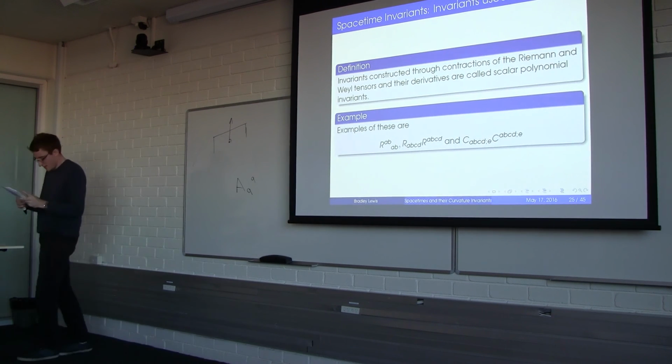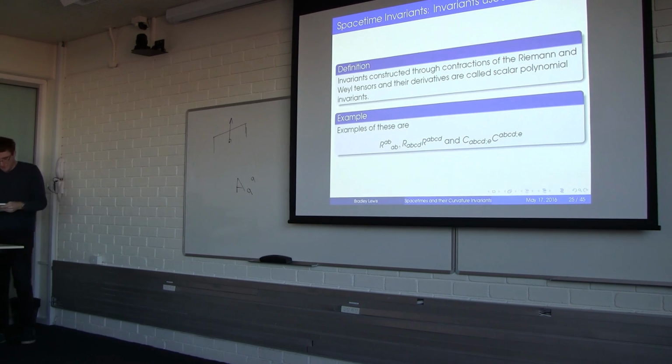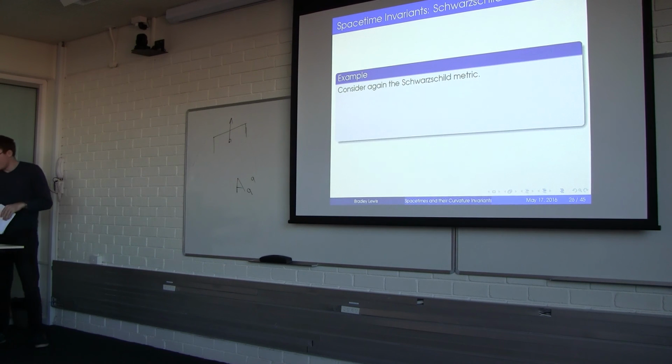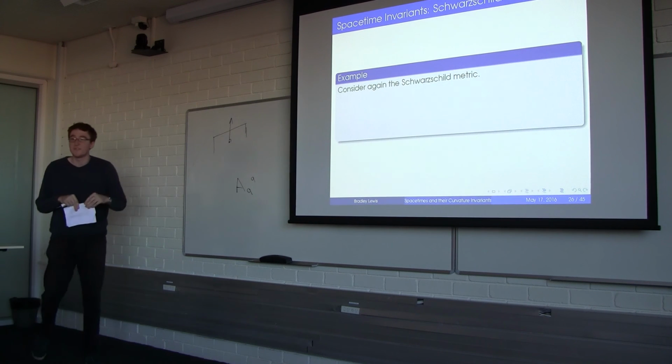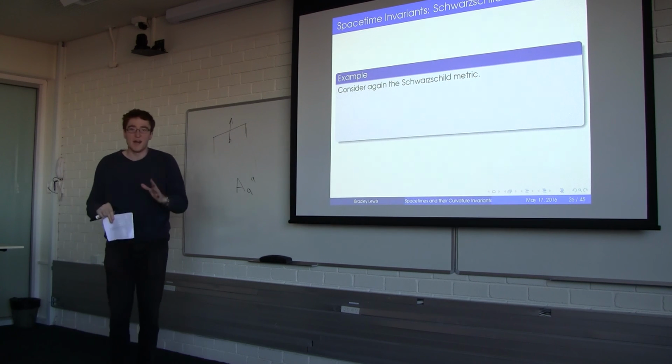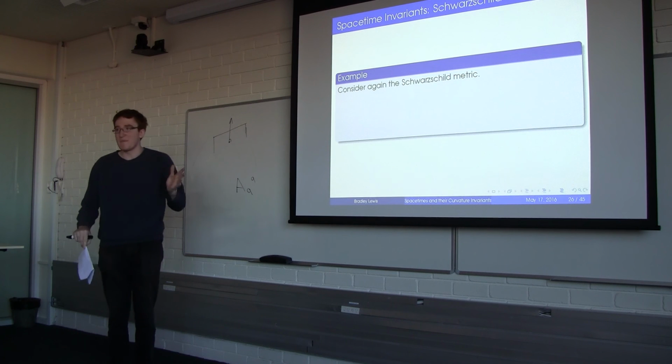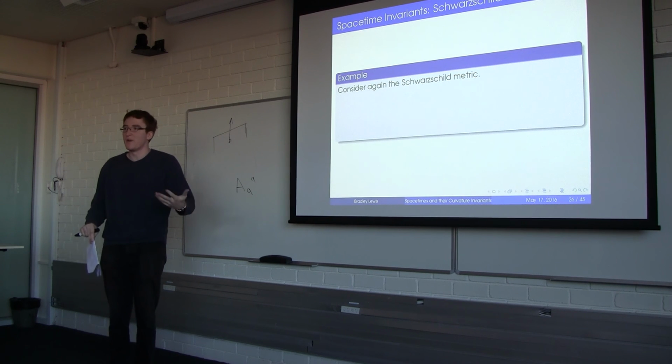So, okay. Let's now go back to the Schwarzschild metric and try to use these invariants to quickly get an idea of, again, what was happening around those two points at r equals 2m and r equals 0.